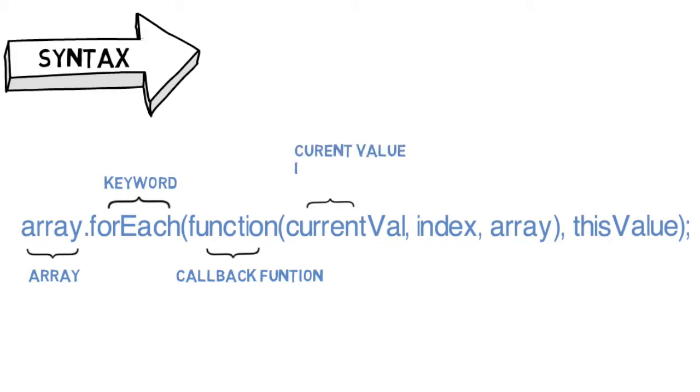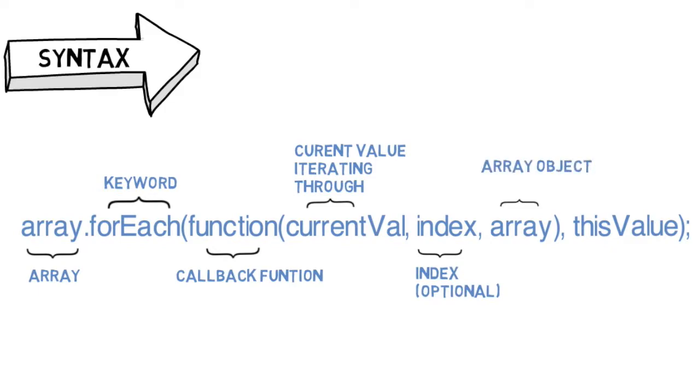Next, we have the value of the current element that we are iterating through. Following that, we have an optional index that we can pass in, along with another option for our array object on which the function is called. Lastly, we have the this value. Undefined is passed if this value is not provided.